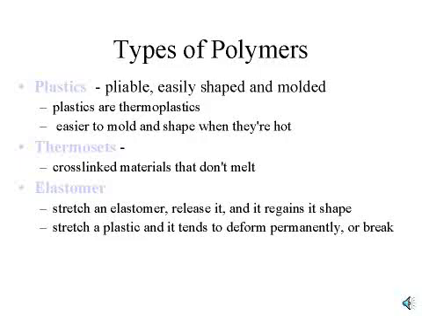Finally, materials like rubber are classified as elastomers. When stretched and released, they snap back to their original shape. Plastic, when stretched, is pliable, but it will not return back to its shape.